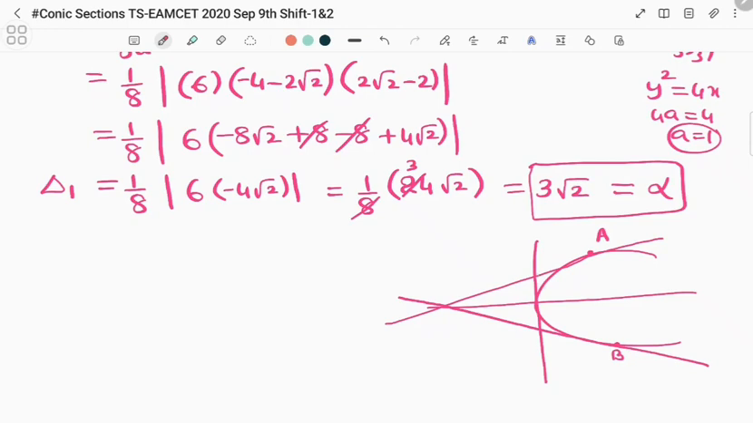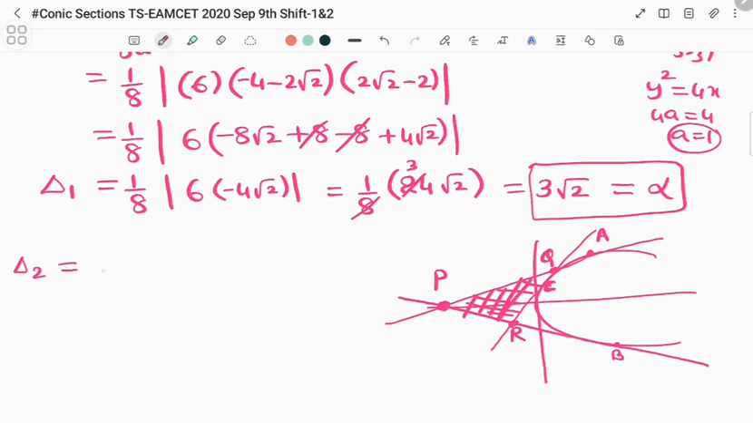So if you take point C here, this area we got now, this area of triangle. I hope you understand, dear students. These are A, B, C. At A, B, C you got tangents, and the tangents are intersecting at these points P, Q and R respectively. This area is delta 2.